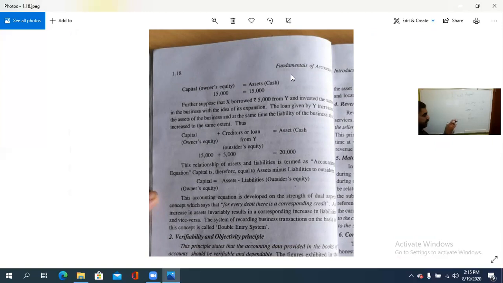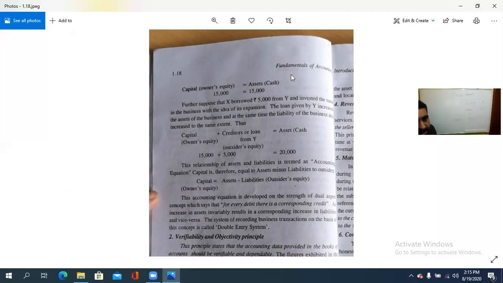Once again, 15,000 ഒരാൾ ഇൻവെസ്റ്റ് ചെയ്താൽ അതിന് ക്യാപിറ്റൽ ഓണേഴ്സ് ഇക്വിറ്റി ആണ്. ആ ക്യാപിറ്റൽ ഇട്ട് കഴിഞ്ഞാൽ അത് കമ്പനിയുടെ അസറ്റ് ആണ്. അതിന് ഒരു സാധനം മേടിച്ചാൽ അത് കമ്പനിയുടെ അസറ്റ് ആണ്. അപ്പൊ എന്താണ്? 15,000 is equal to 15,000 or owner's equity is equal to the assets. Assets in the sense means this is cash, this is capital or owner's equity.